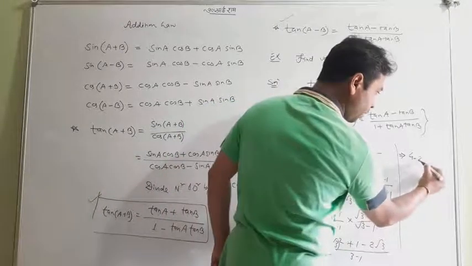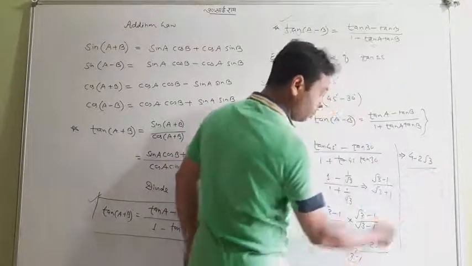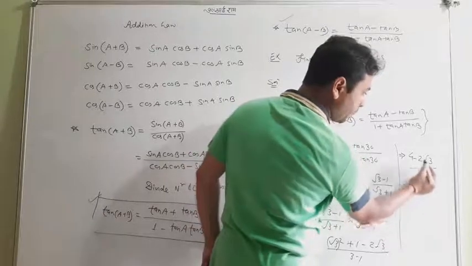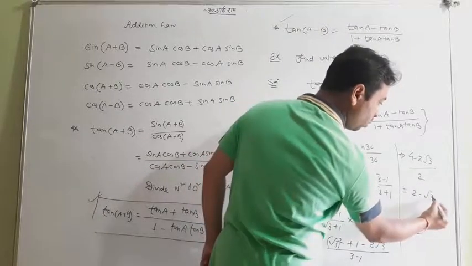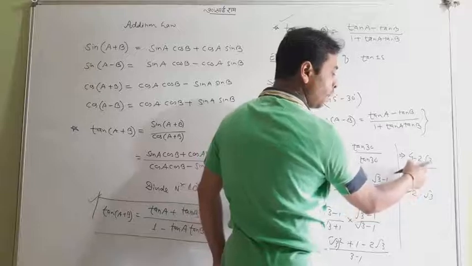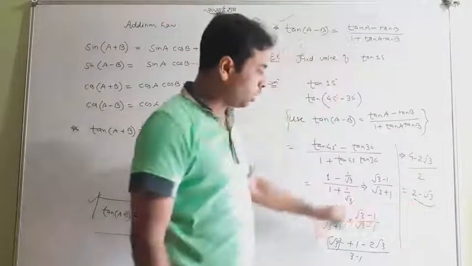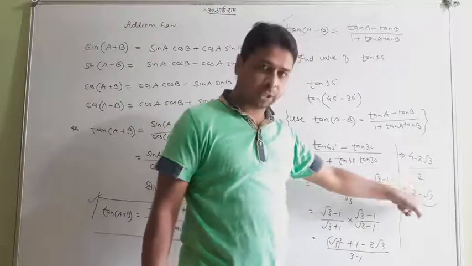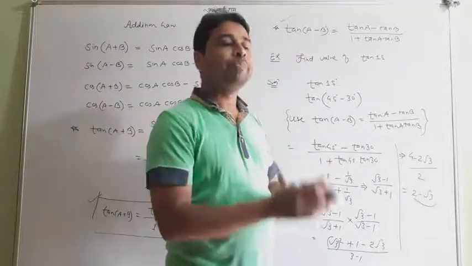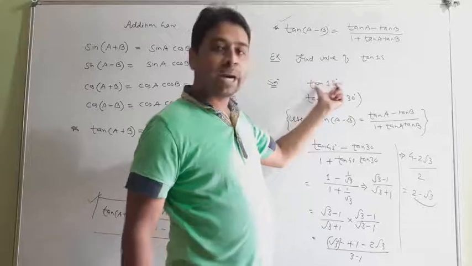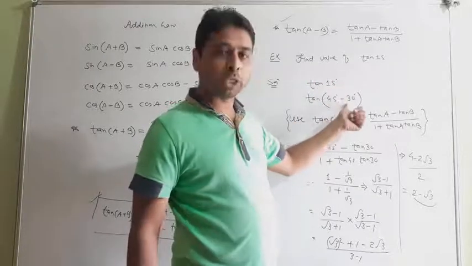So 4 minus 2 root 3 upon 2, and after dividing by 2, the 2s cancel one time. So after simplification you will get this answer. This is the correct answer, both are true. But actually with this question I told you the use of tan A minus B.